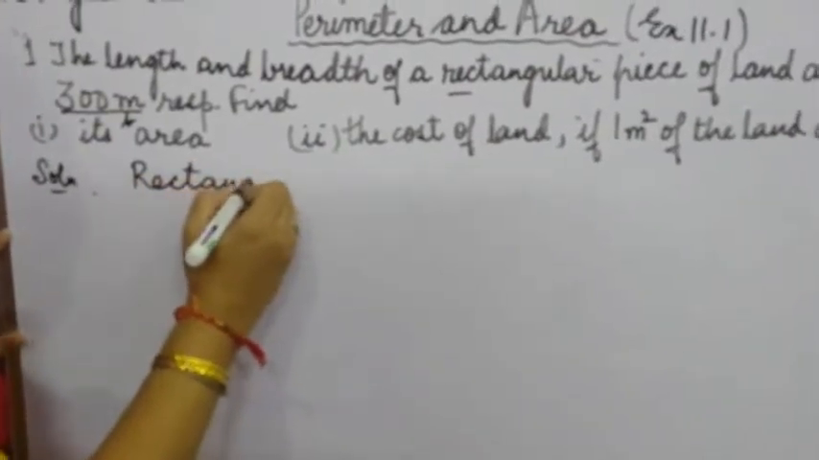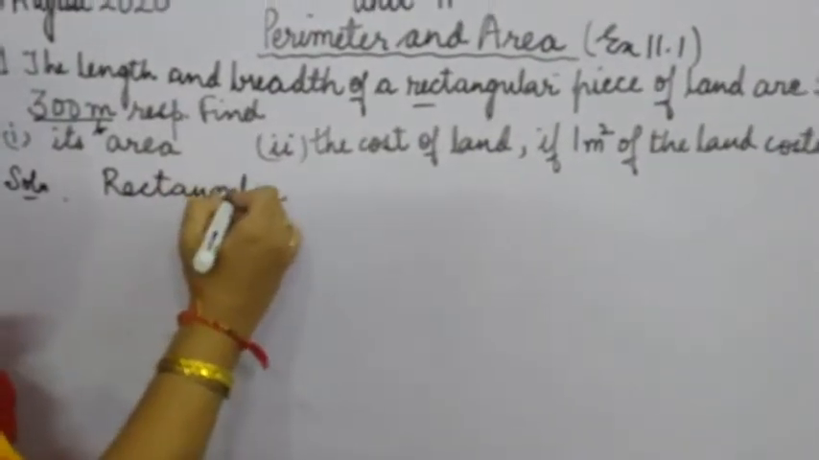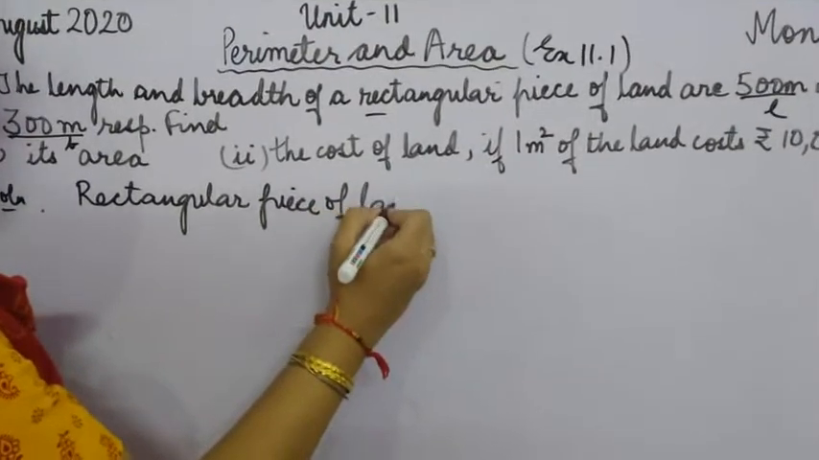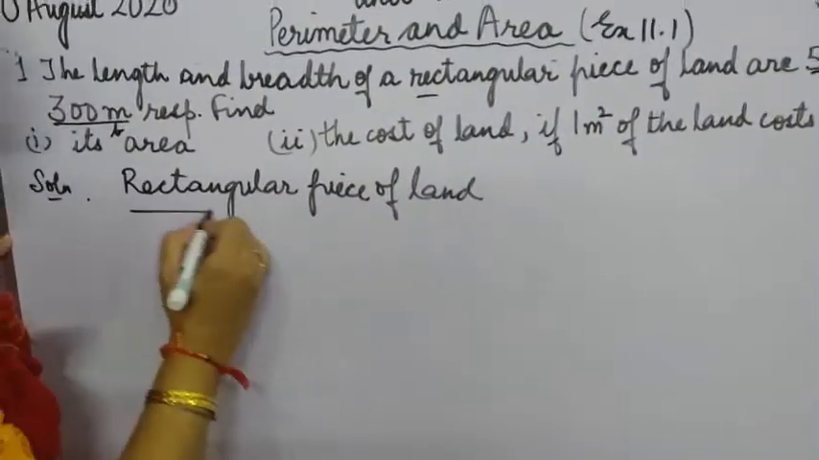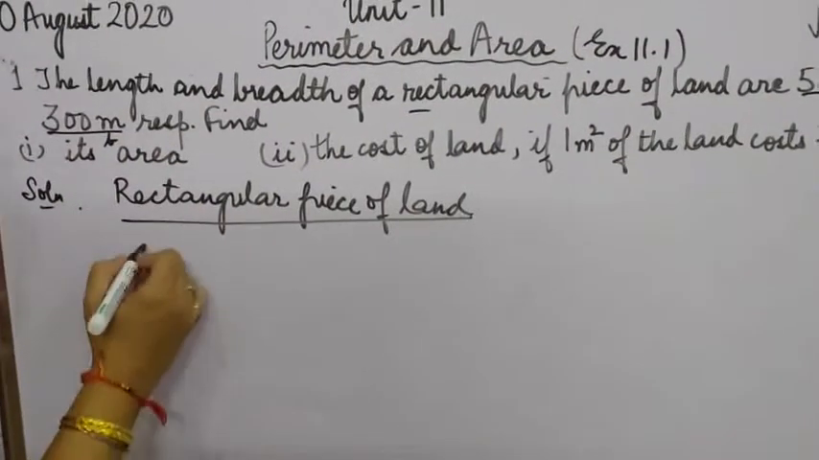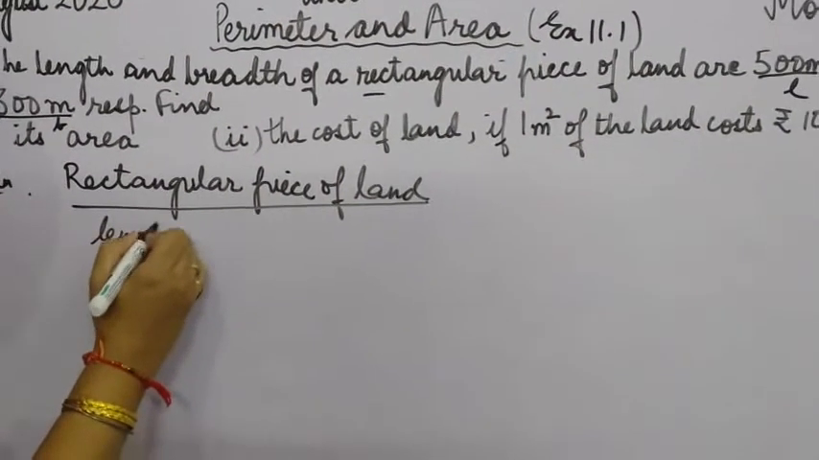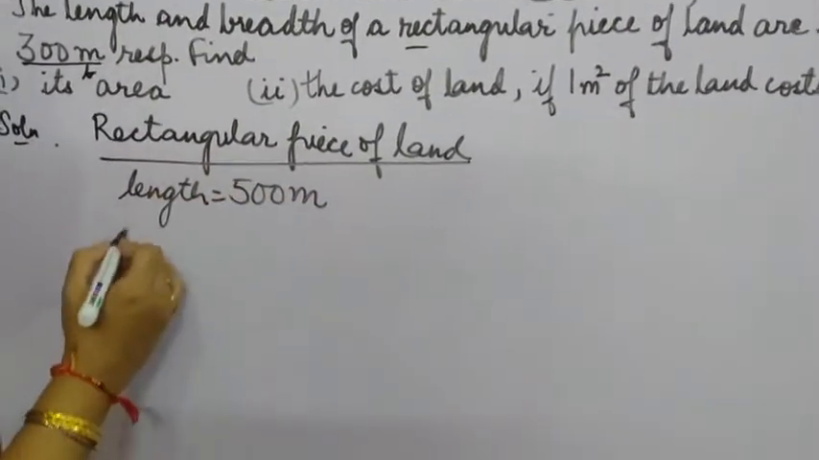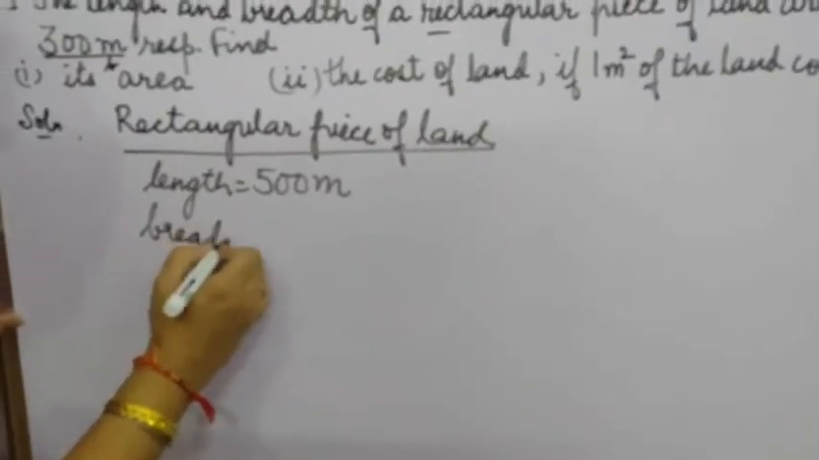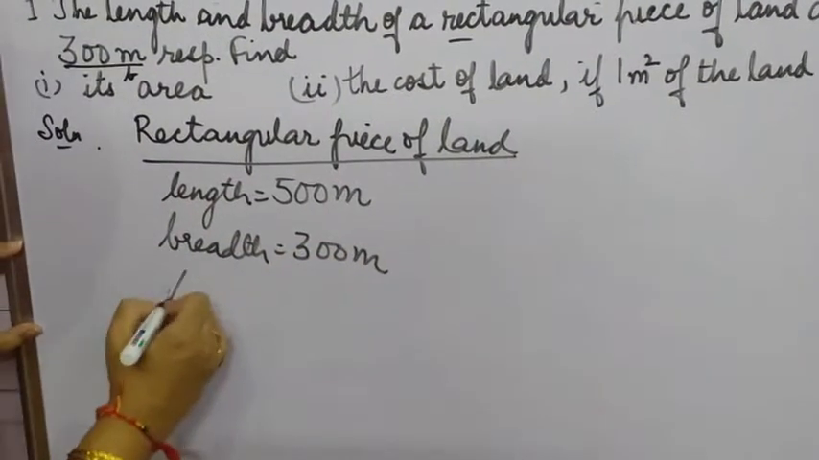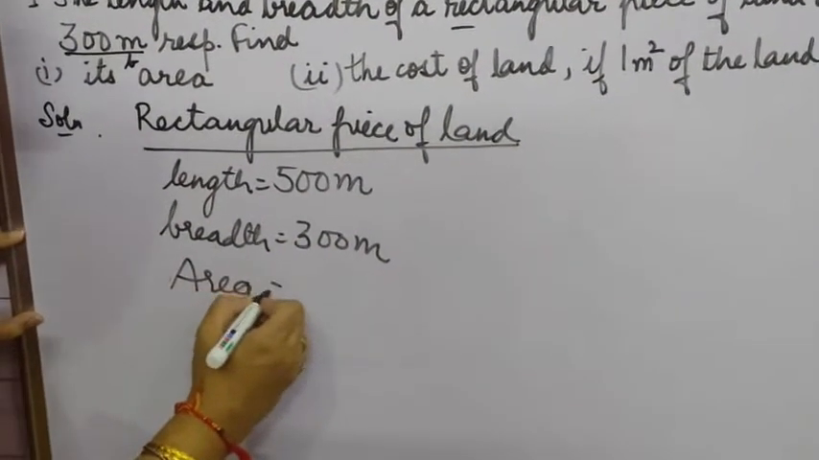So this is a rectangular piece of land. Let us write it down. Rectangular piece of land shows that this piece of land is in the shape of a rectangle. Let us write its length and breadth. Length is 500 meters and breadth is 300 meters.